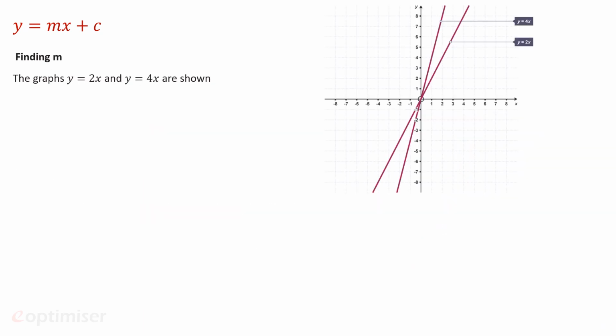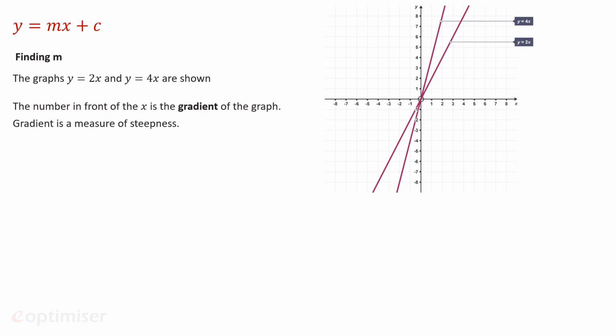So in y is equal to mx plus c, how can you find m? We will look at two equations, y is equal to 2x and y is equal to 4x. The number in front of x is m, that is called the gradient. You need to make sure the y has 1 in front of it. So the number in front of x is called the gradient. That tells the steepness of the graph.